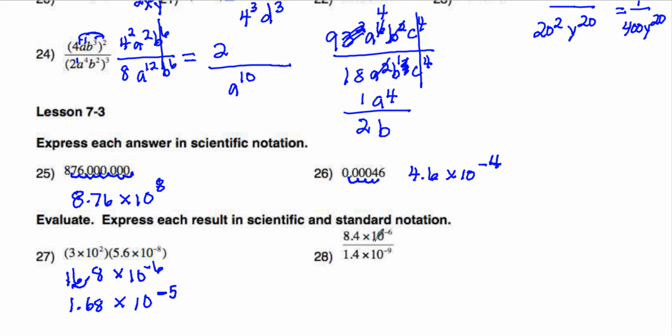This one, if you plug it straight into your calculator, it will give you your answer. Or you can do 8.4 divided by 1.4. And we get 6. So we get 6 times, and then negative 6 minus a negative 9 is 10 to the 3rd. Okay, and you're done, because that is between 1 and 10. Okay, back page.